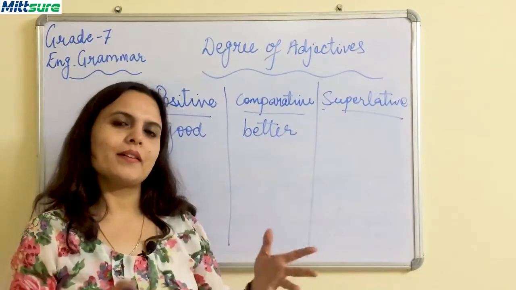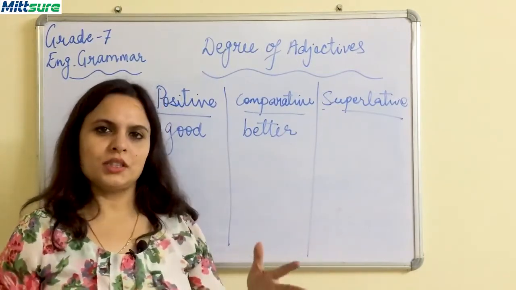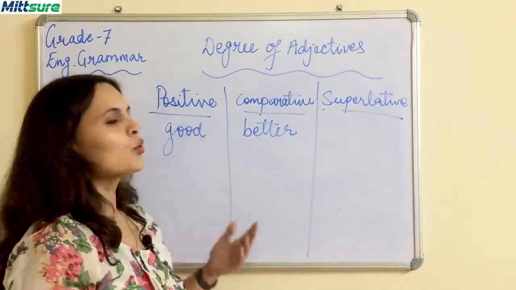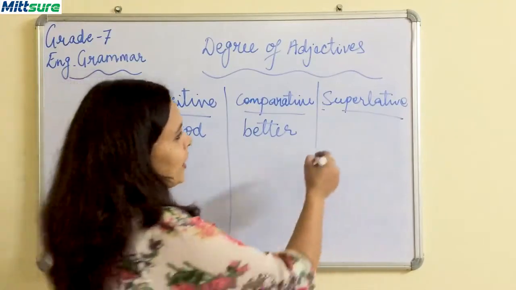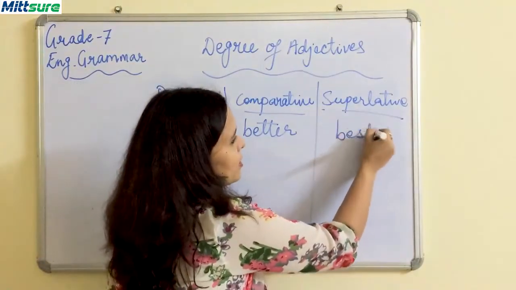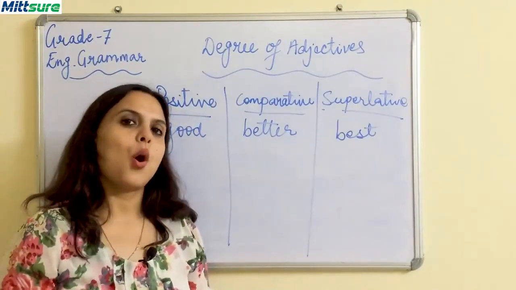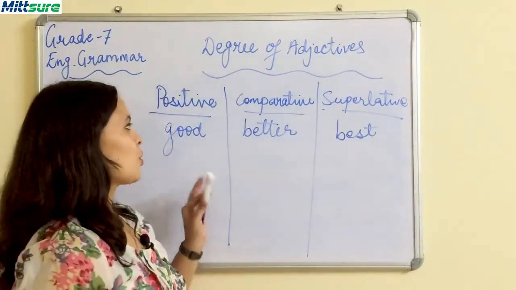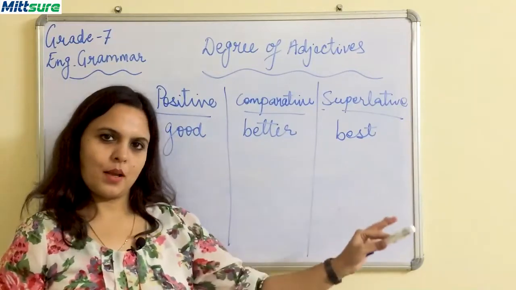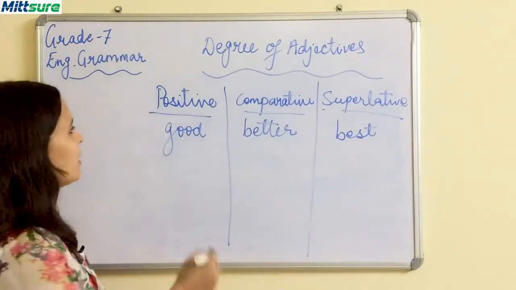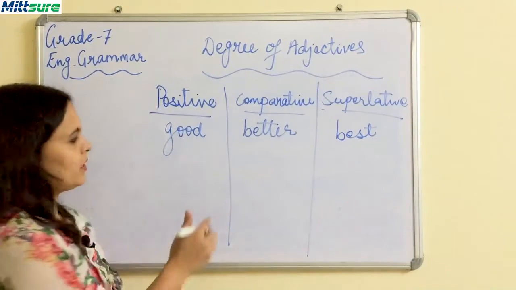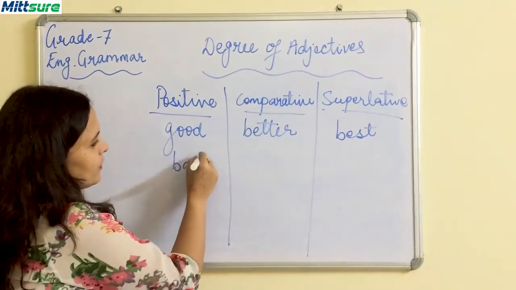So when you compare between or among the objects, here you use the degrees, right? So superlative will be the best. Hence it is called super, which is of the highest order, right? So good, better, best.